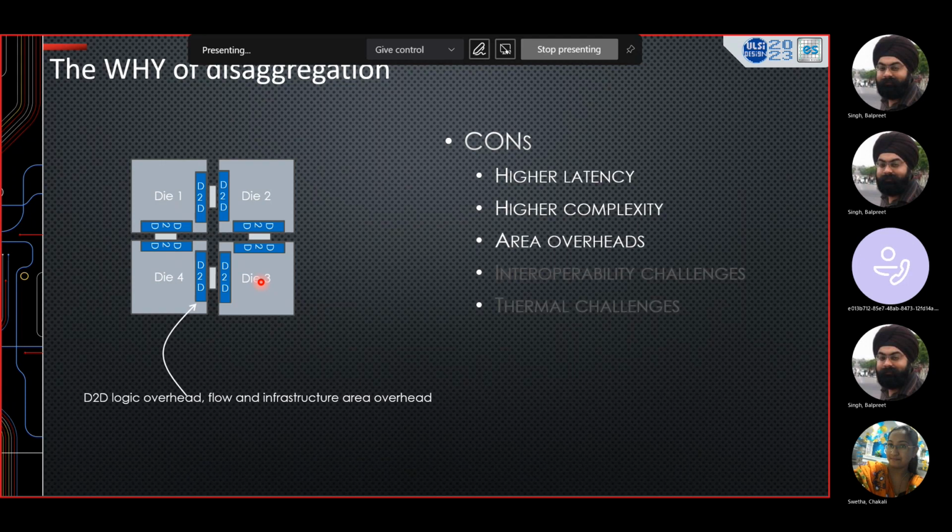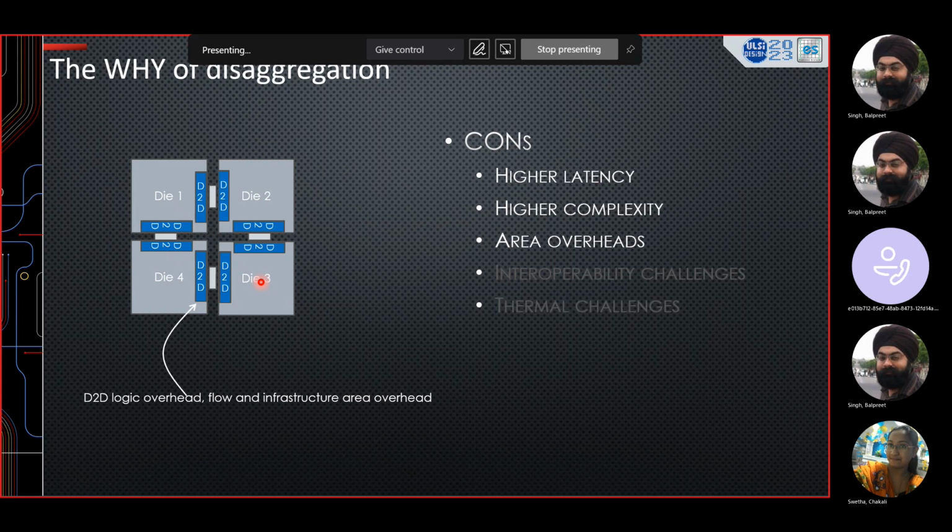There has to be a PHY, there has to be a die-to-die stack that's pushing all the communication signals from one die to the other. So which means that you'll end up adding a lot more of these die-to-die PHYs and die-to-die stacks in your overall solution, which was not there when you had the entire solution in a monolithic die. So overall, you will have to pay an area penalty as well when you go for a disaggregated solution.